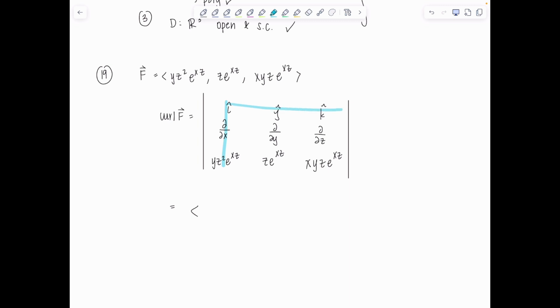This is gone. Partial with respect to y is going to be xz e to the xz minus partial with respect to z. We have to do product rule. So this is one function. This is the other function.